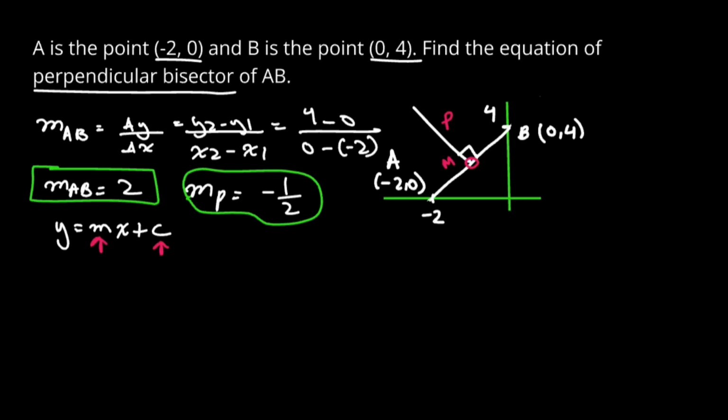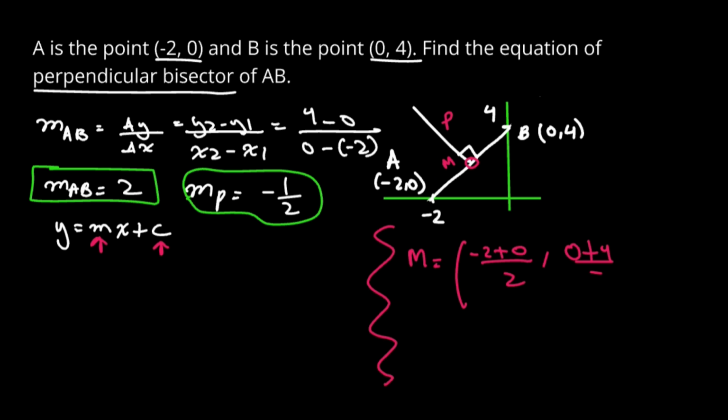Now to find the midpoint of any line segment, you take the average of the x and y values. So midpoint M equals (-2 plus 0) divided by 2, comma (0 plus 4) divided by 2. So this becomes (-1, 2).